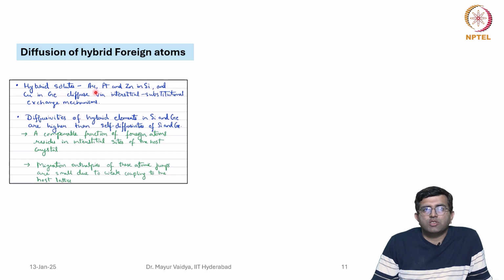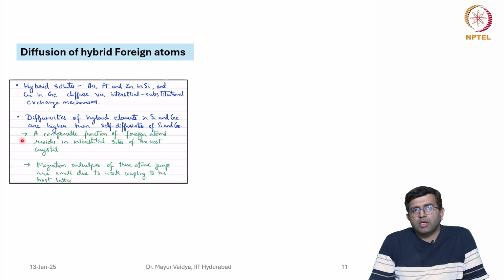The hybrid solutes like gold, platinum and zinc in silicon and copper in germanium diffuse via interstitial-substitutional exchange mechanisms. The diffusivities of hybrid elements in silicon and germanium are higher than the self-diffusivities of silicon and germanium. A comparable fraction of foreign atoms resides in the interstitial sites, and the migration enthalpies of those atomic jumps are small due to weak coupling to the host lattice.